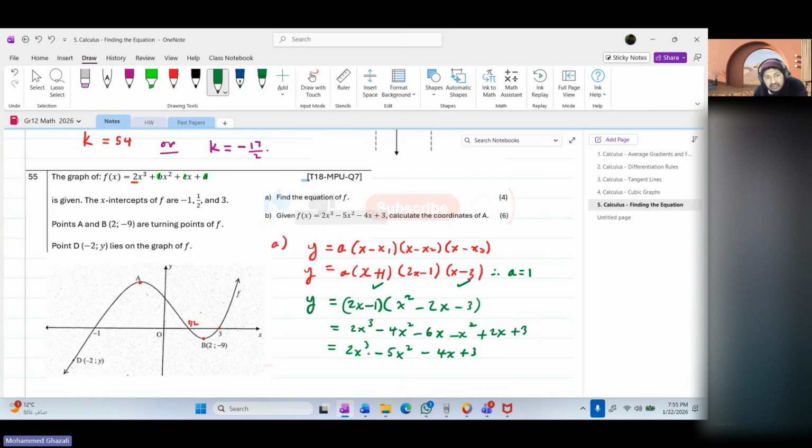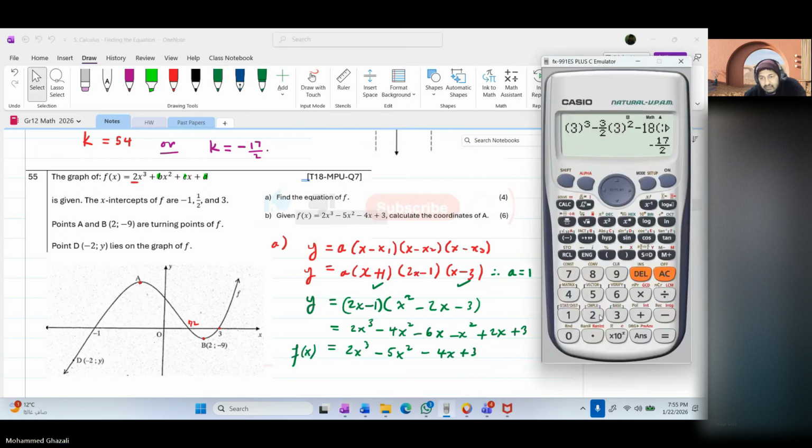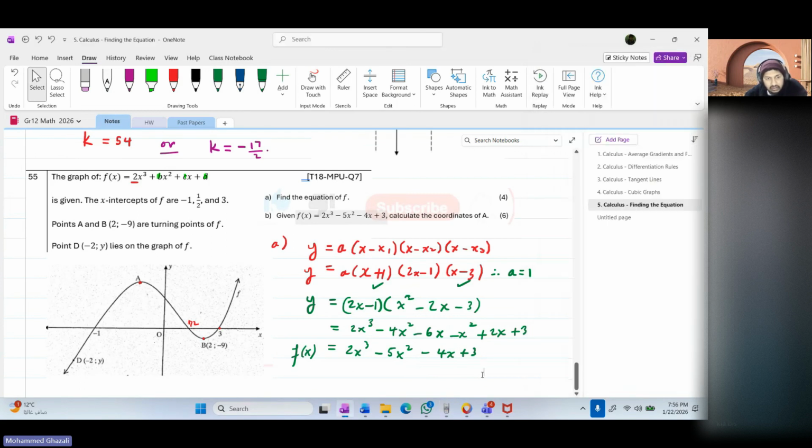Remember to always double check your answer, right? So this is f of x equation. How are we going to double check our answer? We're going to put all these values inside and check if we are getting these x-intercepts, right? So you're going to go to mode 5 and option number 4, the cubic option. So you're going to substitute 2, negative 5, negative 4, and 3. Yeah, I'm getting x1 to be 3, 1 x-intercept. The next intercept is half, and the next one is negative 1. So perfect. That's my correct equation, right?